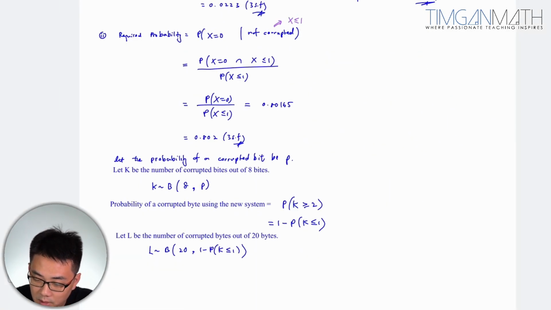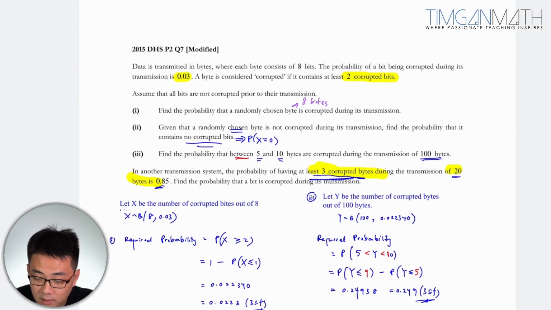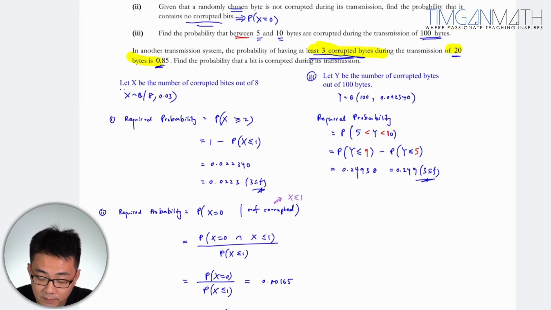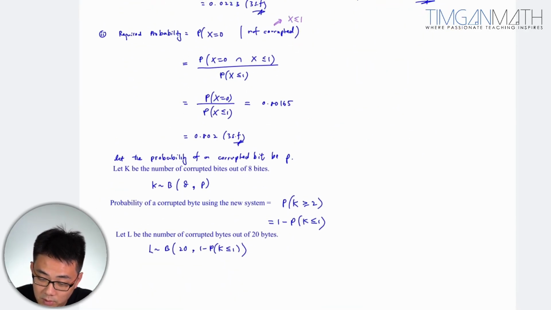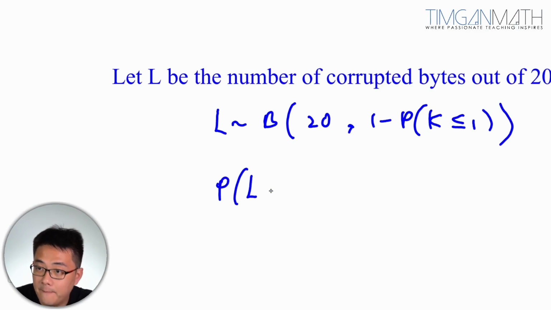Okay, so there you go. Once this is done, we find the probability that a bit is corrupted during transmission. So we need to find p now. The probability of at least 3 corrupted bytes during transmission of 20 is 0.85. So we could write P of L having at least 3 corrupted.